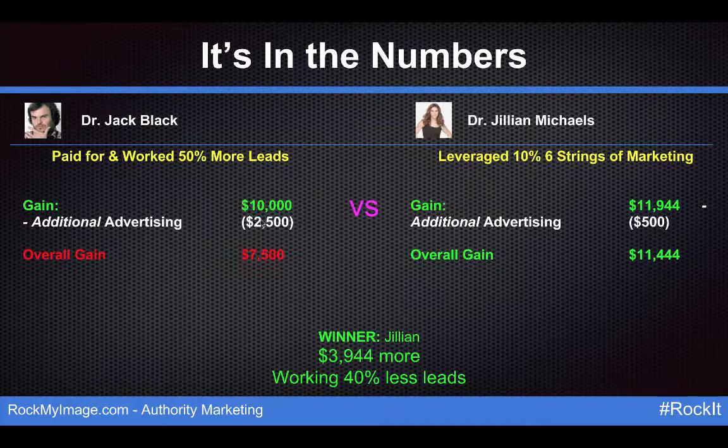And when you look at the costs, how they weigh in together, you can see that Dr. Jack Black had to pay more for advertising and had to do 40% more work with the leads than, maybe that percentage may not be right, but he had to do more work working all those extra leads. She did less and was able to make more. You see how that makes sense? It's all in the numbers.